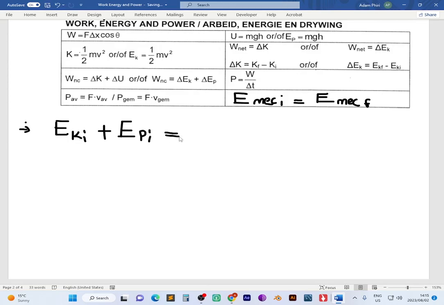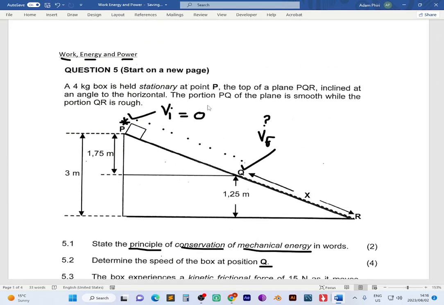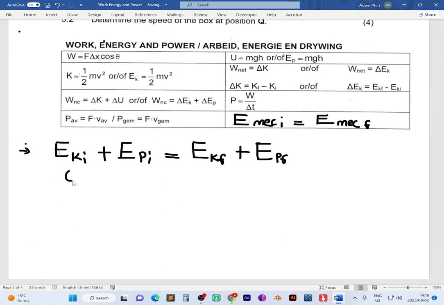And with all that information, remember it's the mechanical energy initial and final, which means kinetic energy plus potential energy before is equal to kinetic energy plus potential energy final. So we check what our initial kinetic energy will be. Our initial kinetic energy will be 0 because it wasn't moving. Remember that kinetic energy has to do with movement, so if the object is not moving, then there is no kinetic energy.